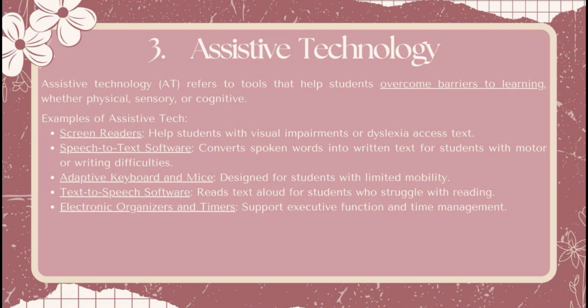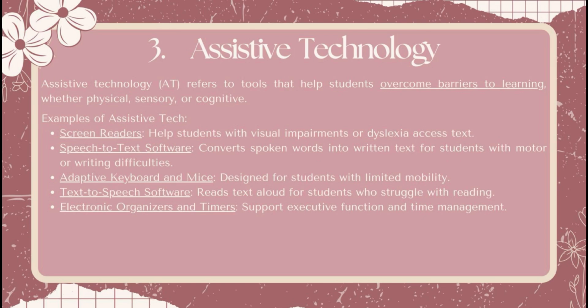Examples of assistive tech is screen readers. It helps students with visual impairments or dyslexia access text. For example, a student who is blind uses a screen reader like JAWS, or Job Access with Speech, that reads out the text on a computer screen, allowing them to complete assignments, read digital books, and browse the internet independently.